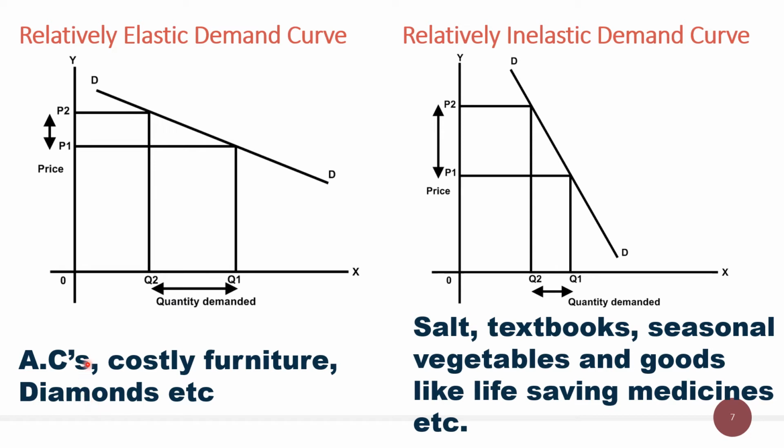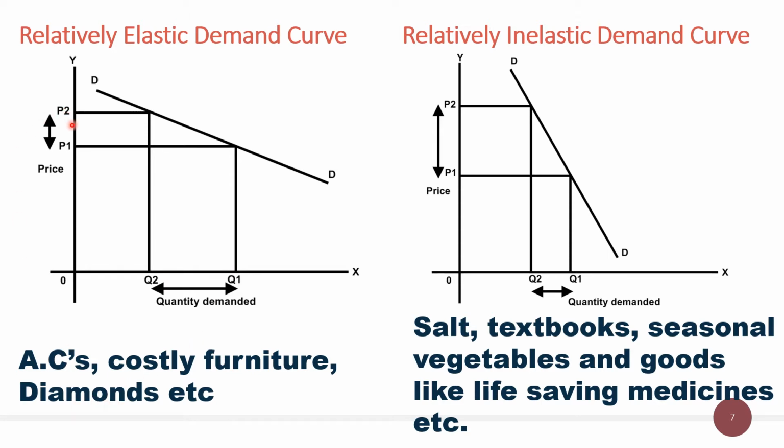So here we can see that luxurious goods like AC, costly furniture, and diamonds have relatively elastic demand. The demand curve will be flatly sloped, which reflects that a small change in price brings about a big change in quantity demanded. Let's take the example of diamonds.